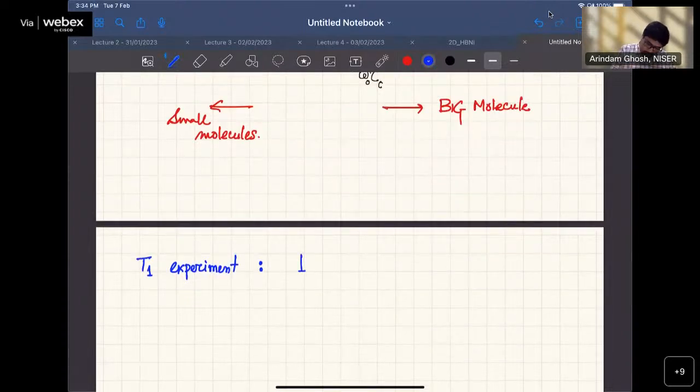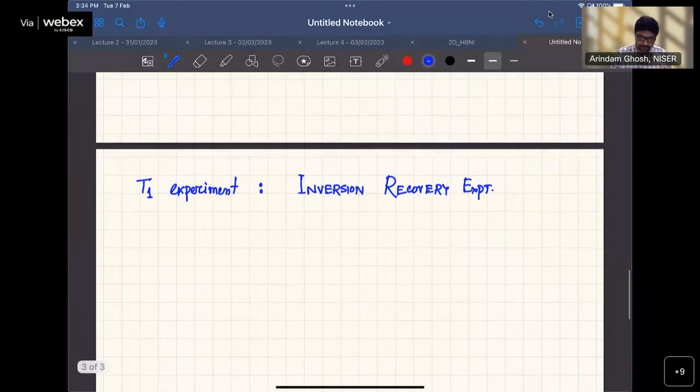It is also called the inversion recovery experiment. The name of the experiment with which T1 is measured is the inversion recovery experiment. What do you mean by inversion recovery? Let me draw this thing again.